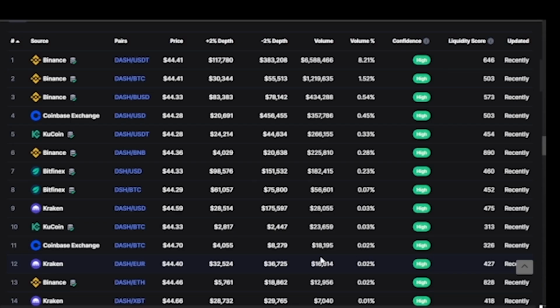Guys, we can get the Dash token on Binance Exchange, on Coinbase Exchange, on XCoin Exchange, on Bitfinex Exchange, and any other exchange where you get your favorite altcoin.